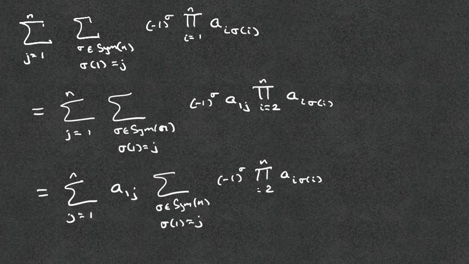Sorry, that should be an i, not a j. So i goes from 2 up to n of a sub i sigma i. Now what we notice is that one particular part of our expansion, in particular this sum, kind of looks like a determinant on its own. And so let's see if we can turn that into a smaller determinant.